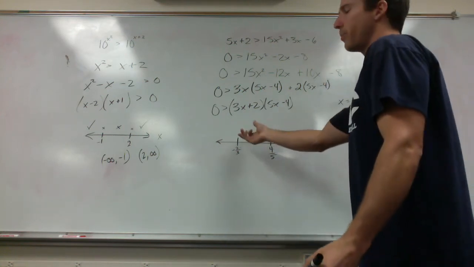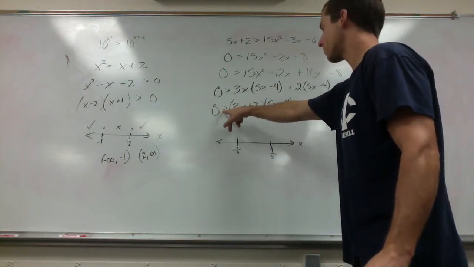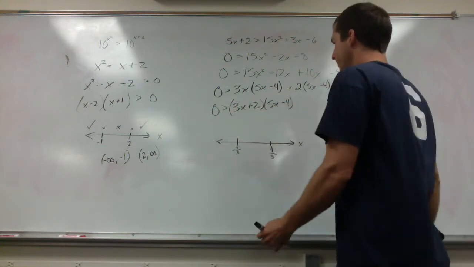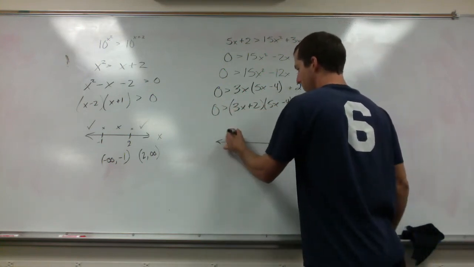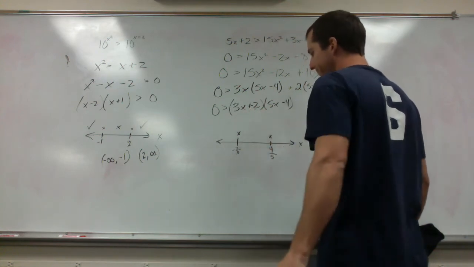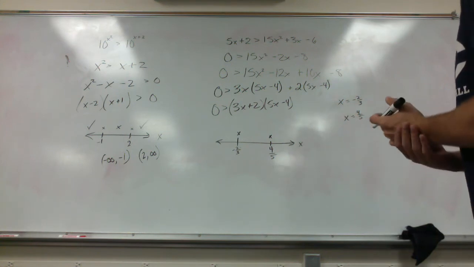I know neither of the boundary points are actually going to work, because my product is strictly less than 0. So these I know would make a factor 0, making the product 0, which is not less than 0.